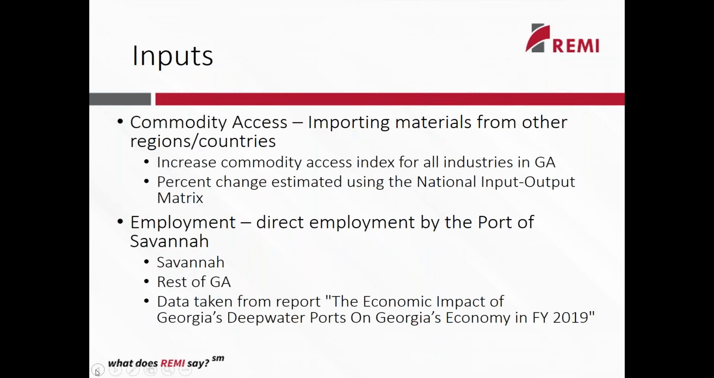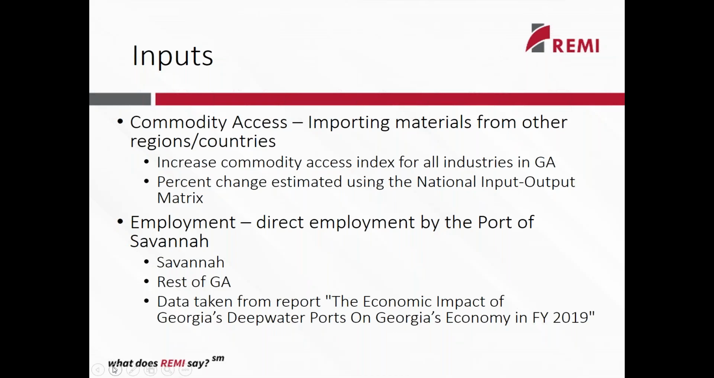For model inputs, there are two major components. The first is the commodity access, which captures the ability to import materials from other regions and/or other countries. So we are going to increase the commodity access index for all industries in Georgia, and the percent change is estimated using the National Input-Output Matrix.